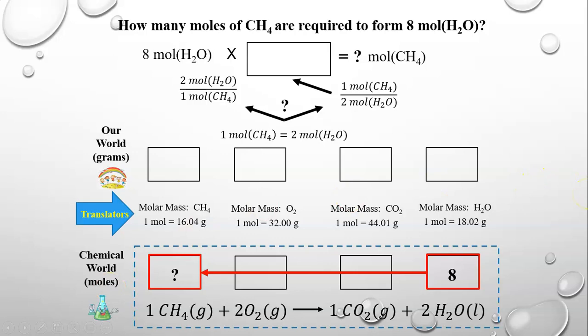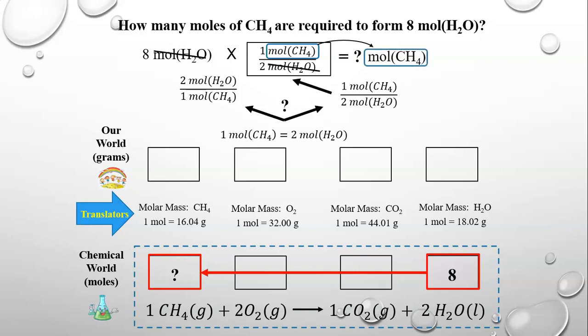Okay, so we're going to go ahead and put that one up there. So now you have moles of H2O canceling with moles of H2O on the bottom. And the only thing you have left, the last man standing, is the moles of CH4, which is what you want in your final answer. So now that we have the units set up properly, we can now calculate the numbers.